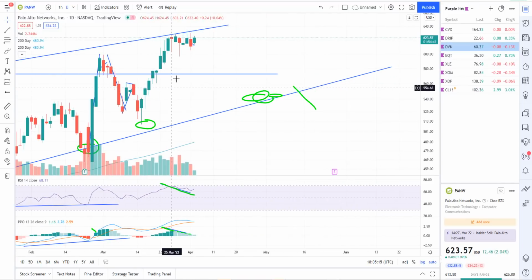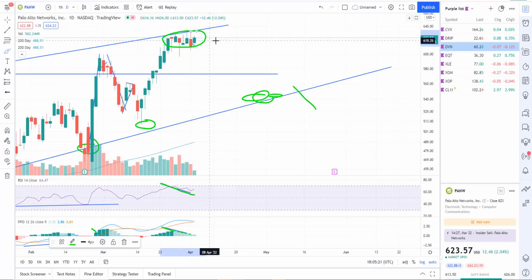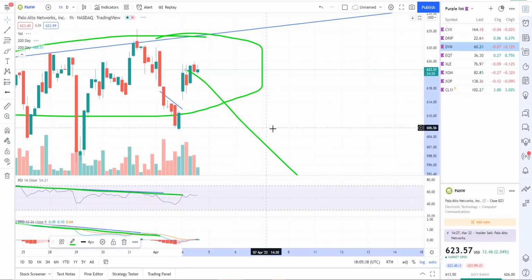Palo Alto, PANW. Again, today, just really no change. We're just up here testing resistance. It's about a week up here that we've spent battling with resistance, but technically nothing's happened. We just rallied into resistance. We shorted it at resistance, and we're just drifting sideways. I'm looking for more downside here in the future. Whether we want to test this some more, I don't know, but looks good for more downside.